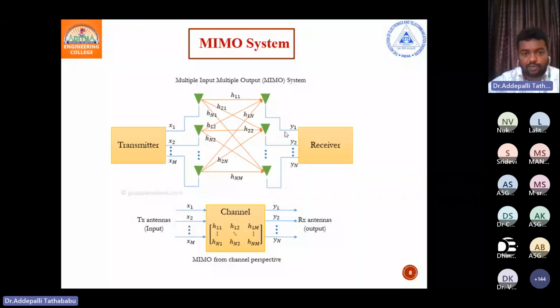This is called diversity performance. Due to this, the channel capacity will improve. How it will improve, I will explain in the next slide. And it gives quality of service. I will show the figure of how it improves the quality of service.